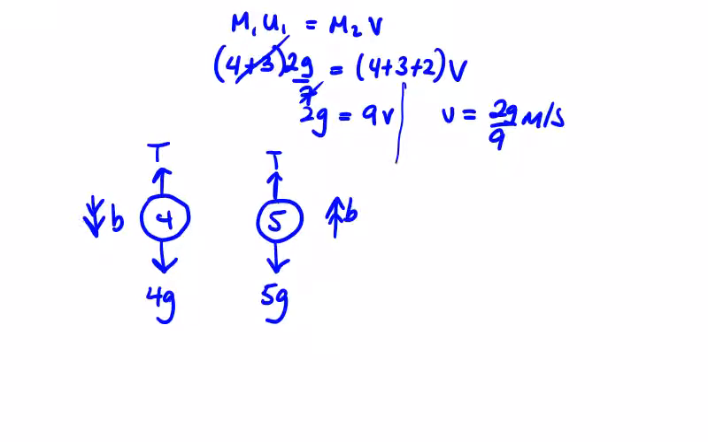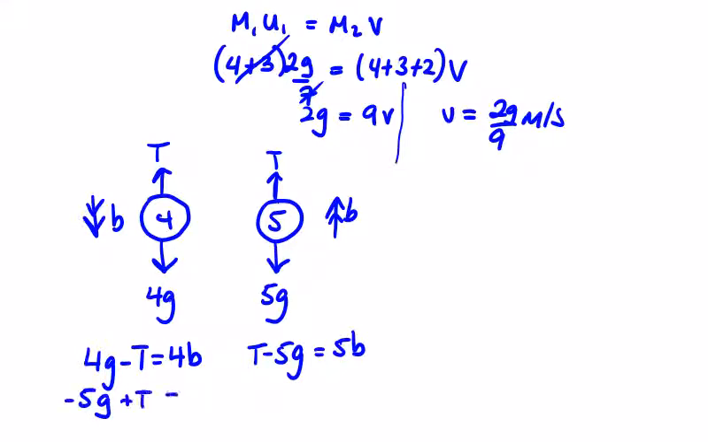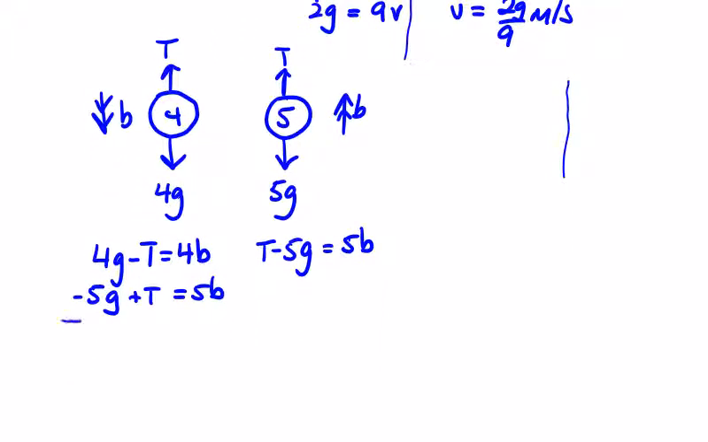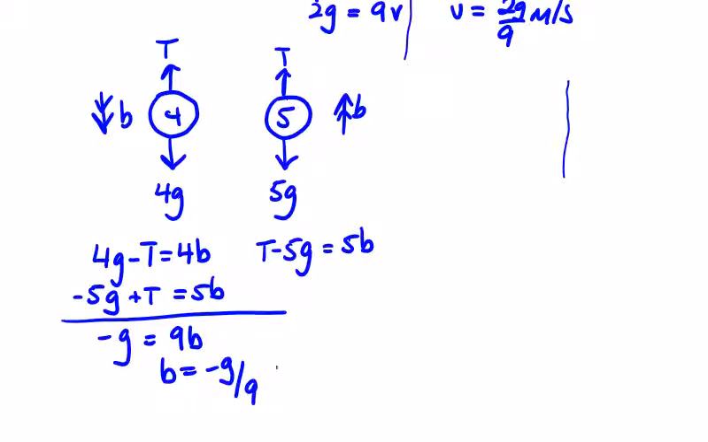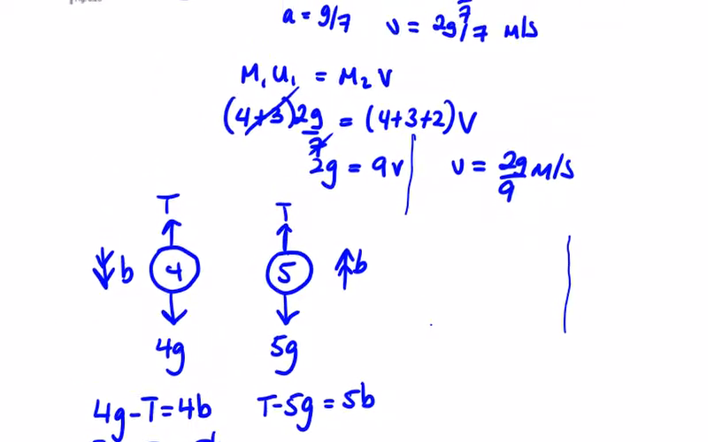So we can say that on the 4 kilogram mass, 4g minus T is equal to 4b for the new acceleration, and in this direction we're going to have T minus 5g is equal to 5b for the new acceleration. Solving these, we're going to get minus 5g plus T equals 5b, and you can see here it's slowing down before it changes direction. So we're going to get minus g is equal to 9b, so the new acceleration is minus g over 9 ms^-2. And now we want how far it's going to fall.